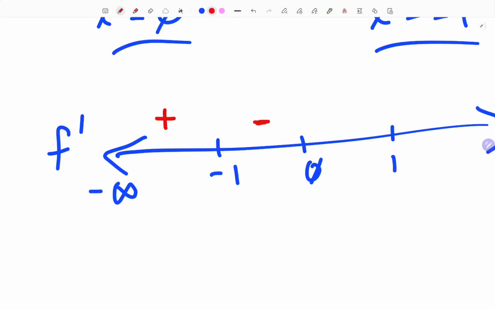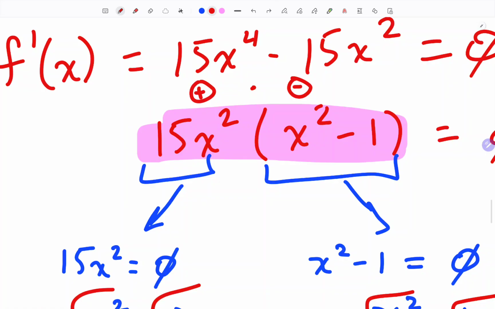Now we're going to do it again for a number in between 0 and 1. So let's say positive 1/4. Okay, positive 1/4, we're actually going to get the exact same result. Positive 1/4 squared is positive, times 15 is positive.